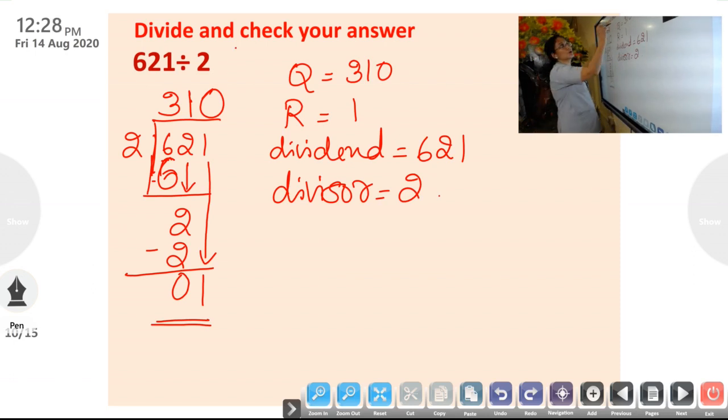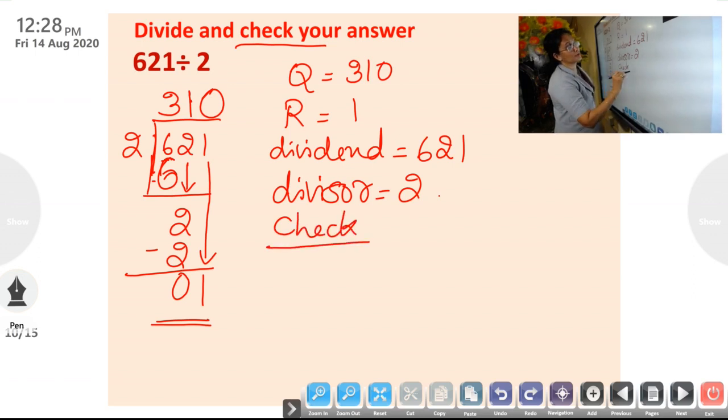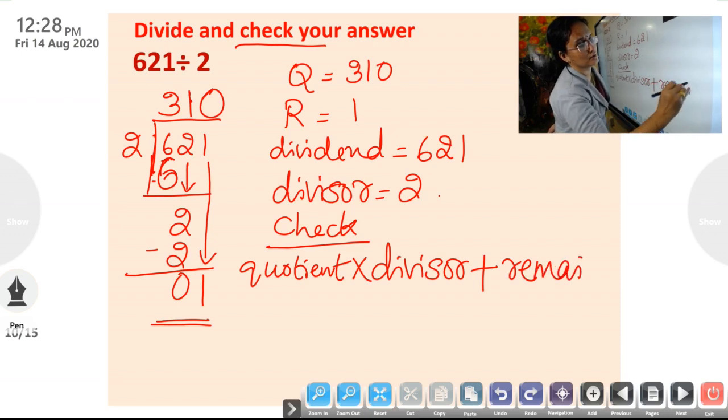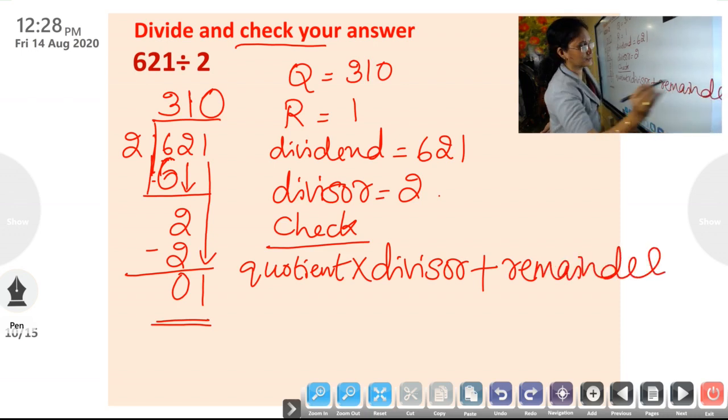Now what you have to do? Check. So checking. If in the question divide and check is there, then only you need to do this checking also. Okay. So quotient into divisor plus remainder. Okay. That is equal to.